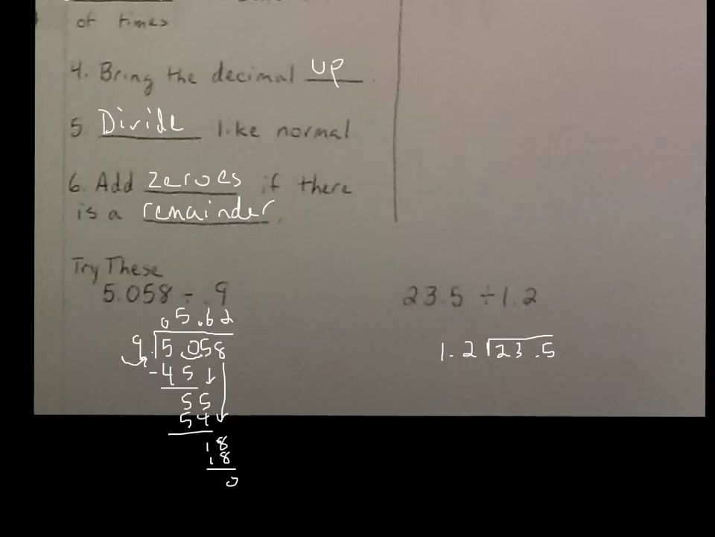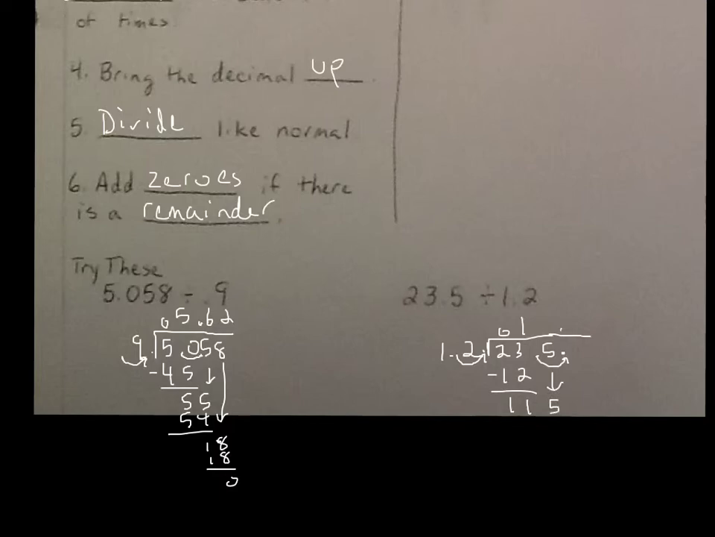Now, let's look at the next one. So we have a decimal in our divisor, so we got to move it to the end. That becomes 12. Then we got to move that the same amount of spots and bring it up. So 12 into 2, 0 times. 12 into 23, 1 time. That's 12. We subtract. 23 minus 12 is 11. We bring down the 5.